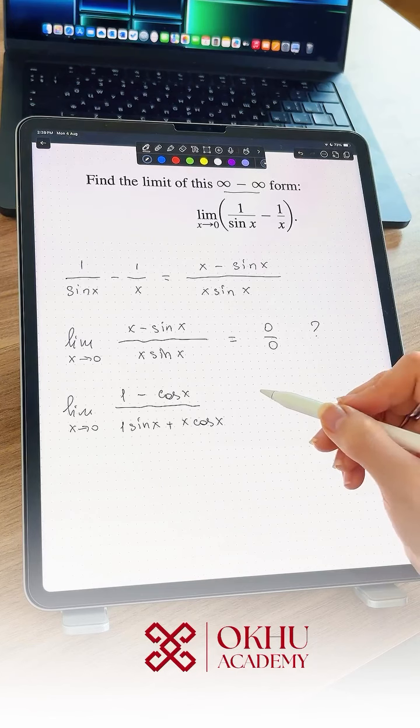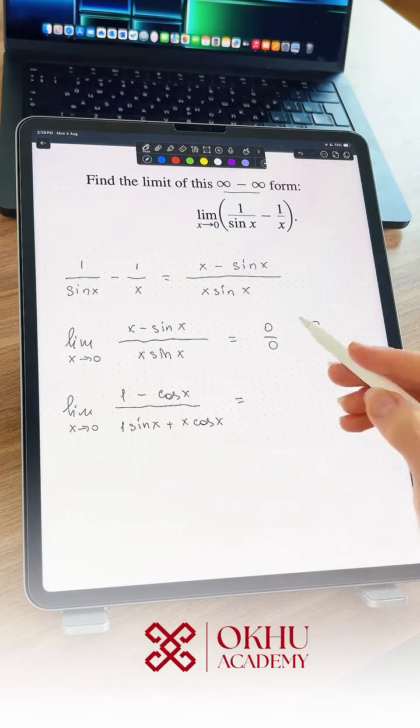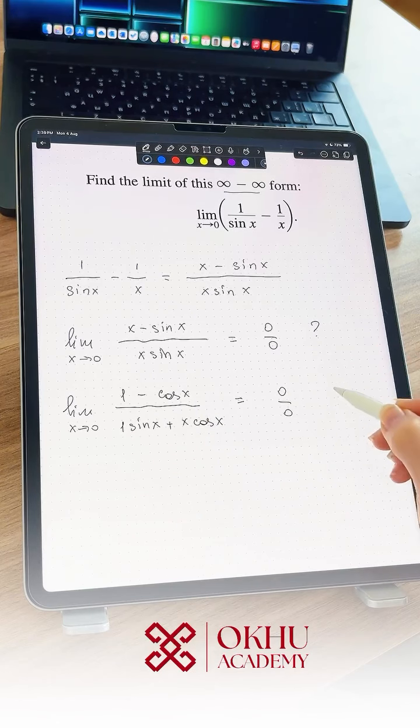Every time you apply the L'Hopital rule, you have to plug the number in. So if I plug 0 instead of the x's, I will still have 0 over 0. So it basically means that I have to go for the L'Hopital rule once again.